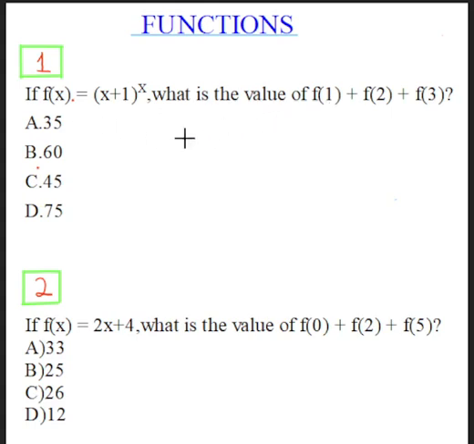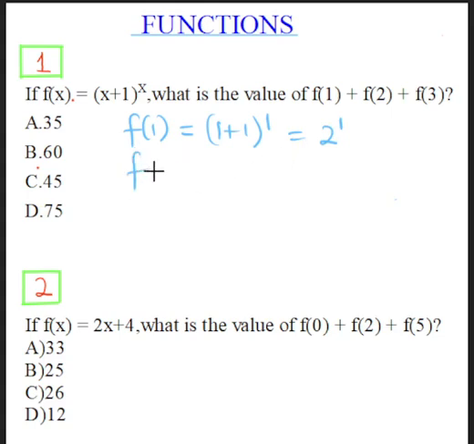Okay, to solve this question, what it means is this. For f of 1, anywhere we see x here, we input the value of 1. Okay, so f of 1 is equal to (1 plus 1) to the x, and x should also be 1. All right, so this will become 2 to the 1.